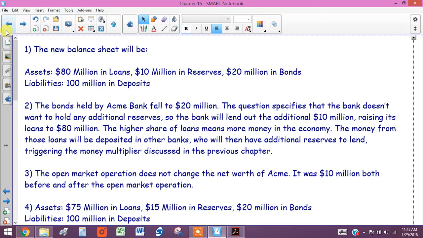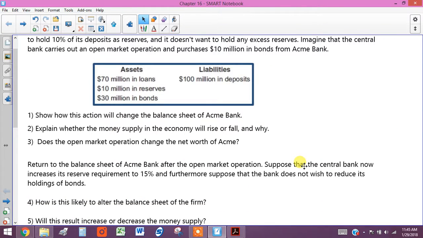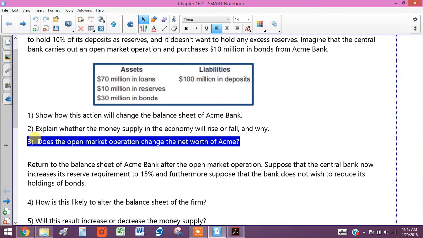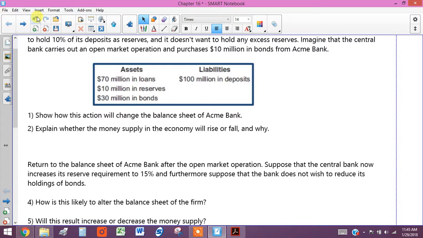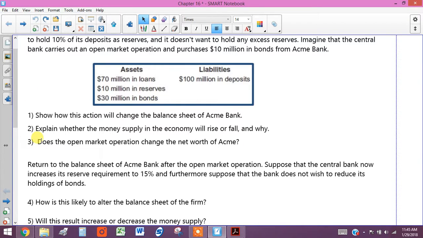Okay, now we're going to return to the balance sheet of Acme Bank after the open market operation, which is going to look like this right here. Do something real quick. Go back. Whoa! No, don't do that. I was just trying to fix that if I could. There we go. Okay. So, does the open market operation change the net? Well, we've already done that. Sorry.